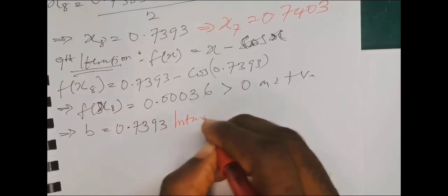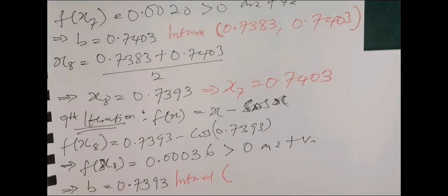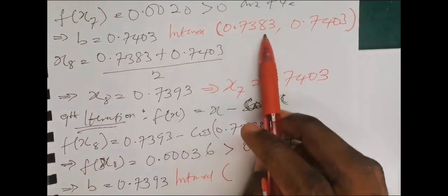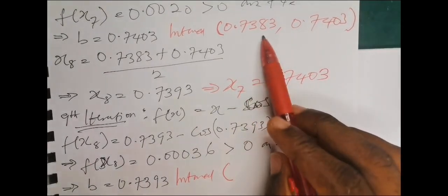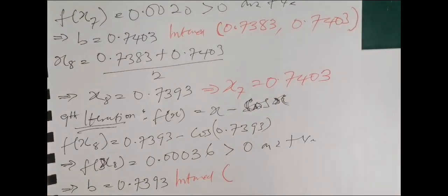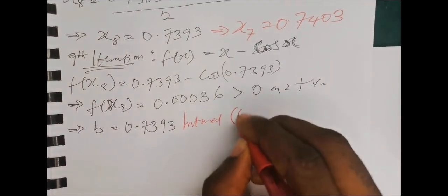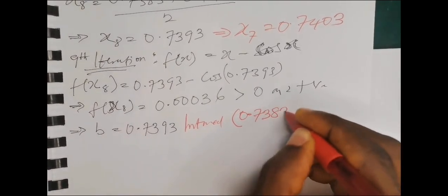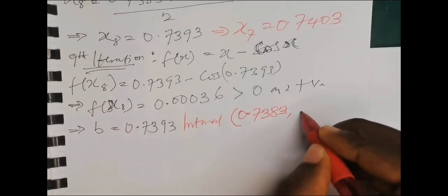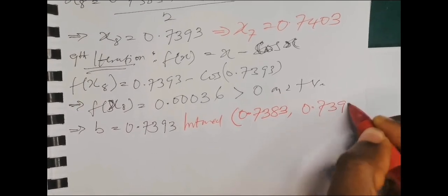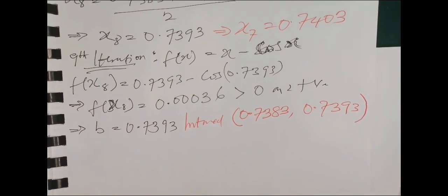Our new interval becomes, previously, okay, we are going to be keeping a now, right? We are changing b, so a remains 0.7383, whereas b becomes 0.7393. So I think at this point the root is going to converge. Well, let's try and see.